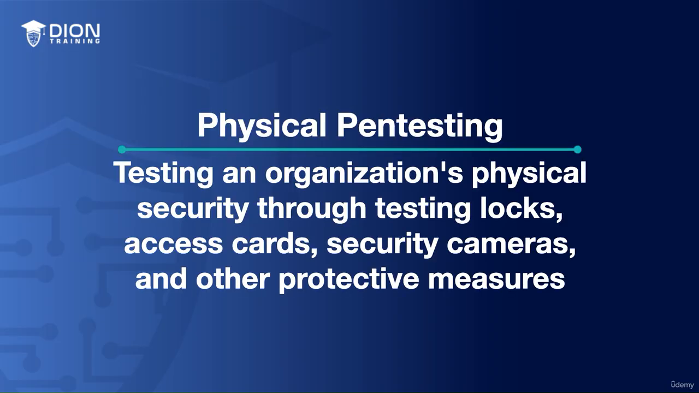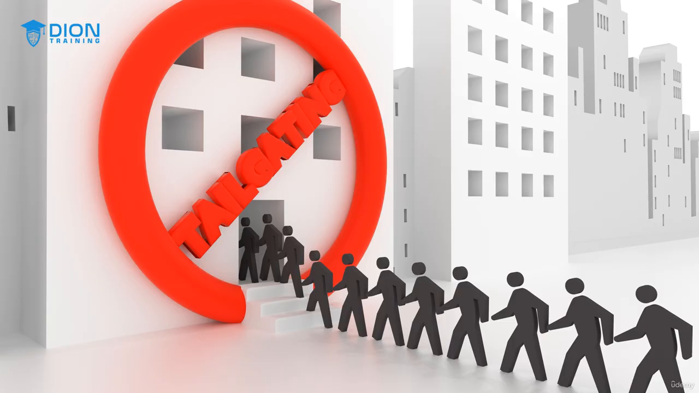First, we have physical penetration testing. Physical penetration testing involves testing the physical security of an organization by testing its locks, access cards, security cameras, and other physical security measures. For example, a physical penetration tester might try to bypass a company's security by tailgating behind an employee as they enter through a security door or access control vestibule. Or the penetration tester could try to clone the authorized user's access card to use that to enter the building.